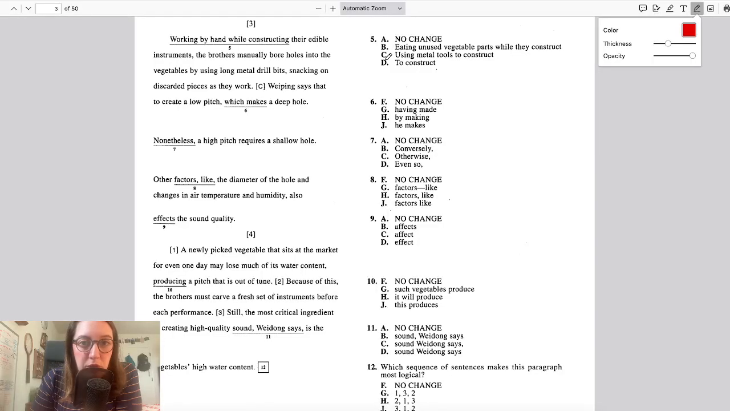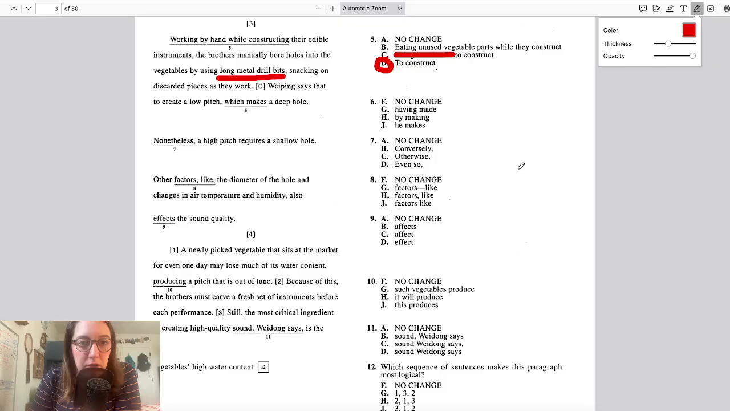So this one, we really just want to say "to construct." It's really not important that we know that they are using metal tools here because they already say they're using long metal drill bits here. So it would be redundant again if we mentioned that. So keep that in mind for a concision question. They're not asking you about grammar. They're asking you about structure.